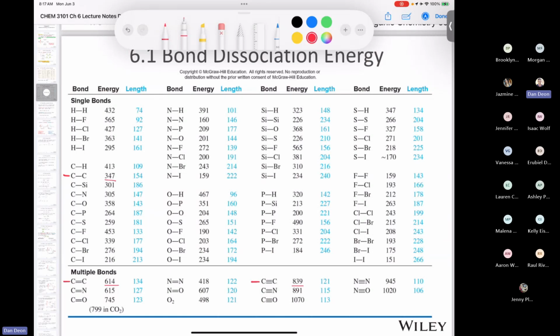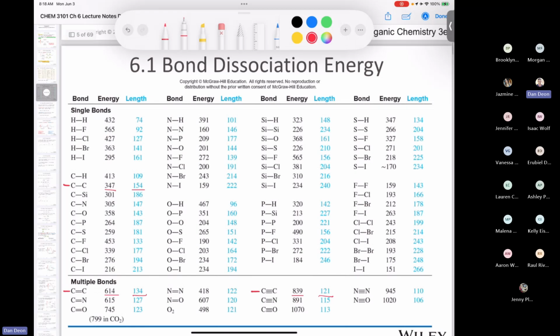And then if you look at the bond lengths, what do you notice? You notice as you add more bonds, you go from 154 down to 134, down to 121. So we see that as the bond strength increases, what happens to the bond length? It gets shorter and shorter. And if you're thinking, didn't we already cover this earlier on? Yes, we did. However, now we're just looking at some numbers in this table of bond dissociation energies.